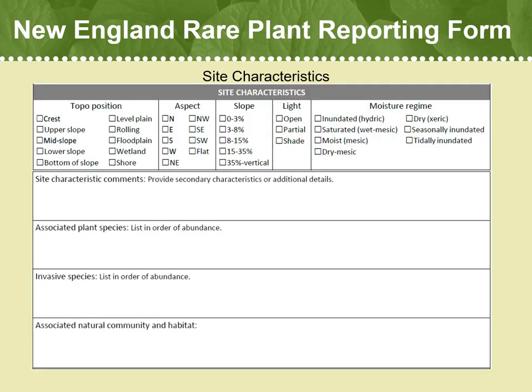Once you have recorded information about your target plants, we also want to know about the surrounding site and plant community. This section includes several fields on site characteristics such as topographic position, aspect, slope, light, and moisture. We also want to know about the associated native plant species and any invasives that might be present at the site, as well as an overall description of the natural community and habitat type.